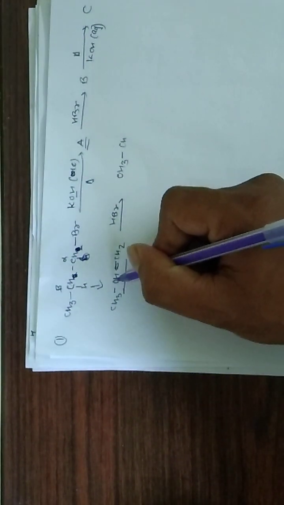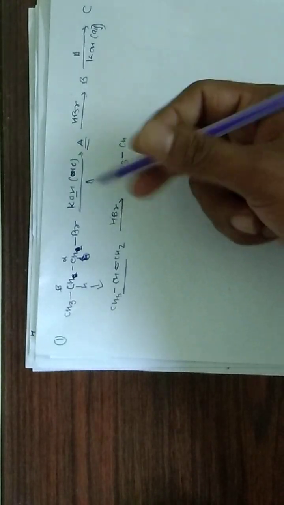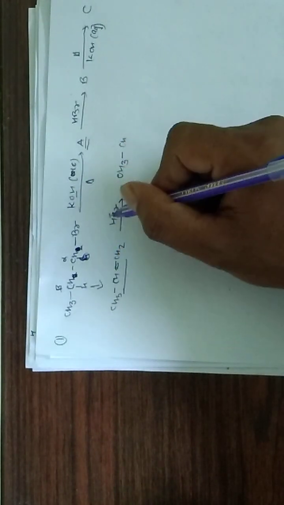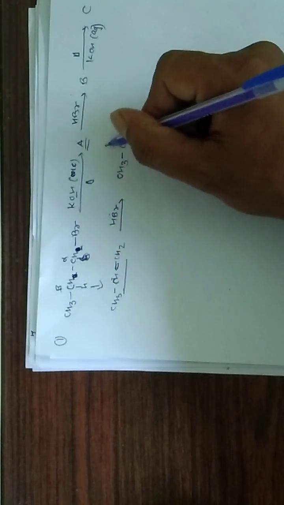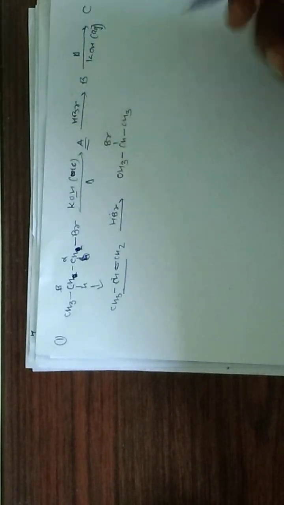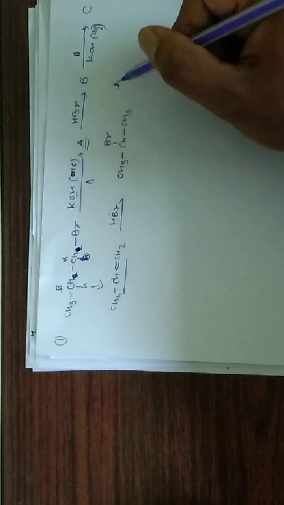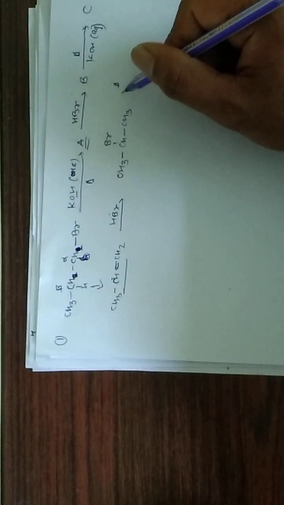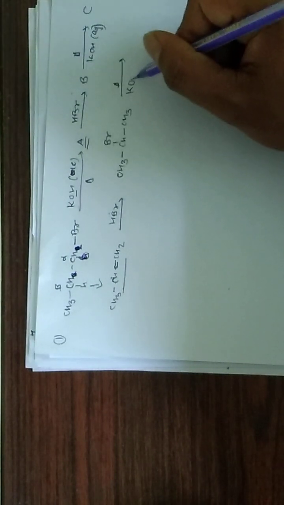What is the Markovnikov rule? The negative part is attached to that carbon atom which contains less number of hydrogen atoms. So Br minus will attach to that carbon atom. So here Br is attached, and here CH3. So this 2-bromopropane is heated with aqueous KOH.